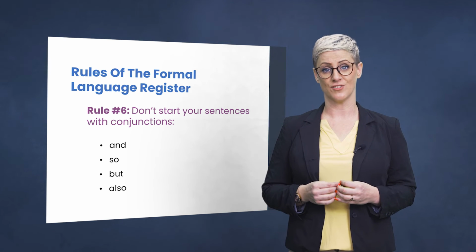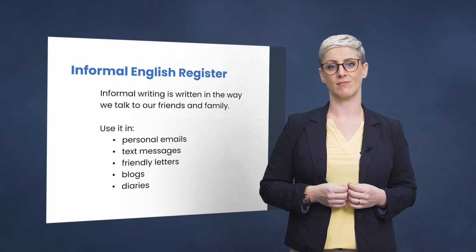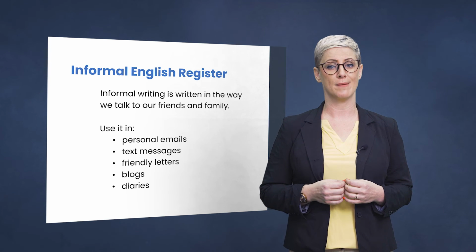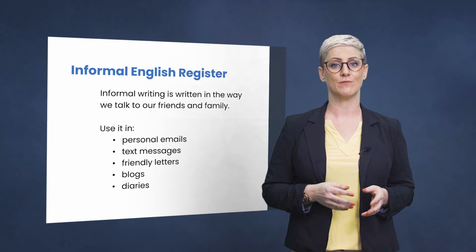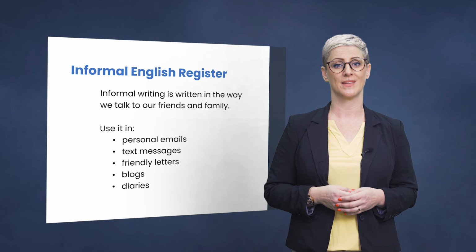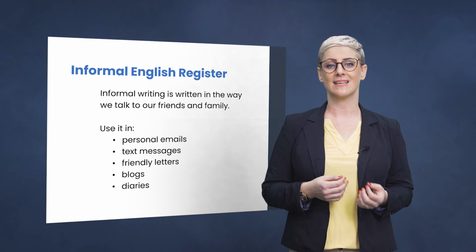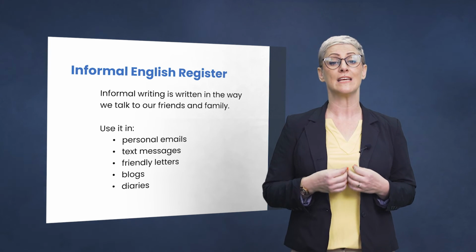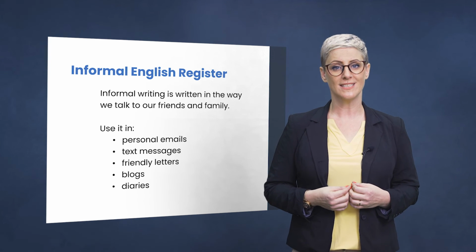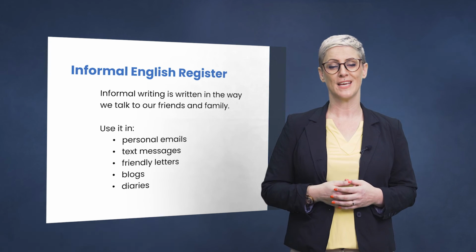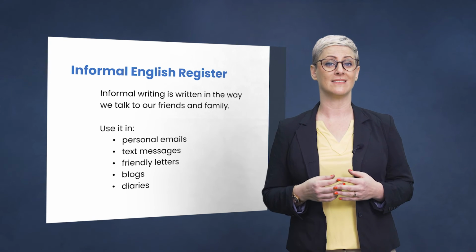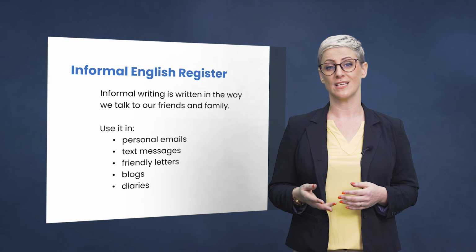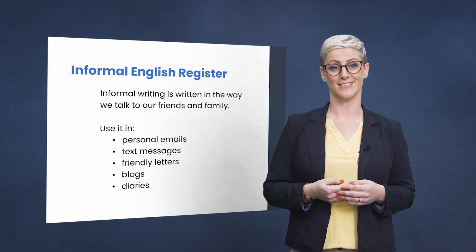The next type of English register we will talk about is the informal register. Informal writing is written in the way we talk to our friends and family. We use informal writing when we are writing to someone we know very well. Writings like personal emails, text messages, friendly letters, blogs, diaries can be written in an informal style. The rule is that there are no major rules. With informal writing, you can include things such as slang and cliches, symbols and abbreviations, acronyms, jokes, personal opinions.